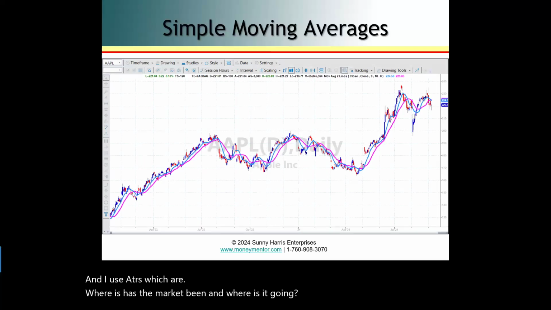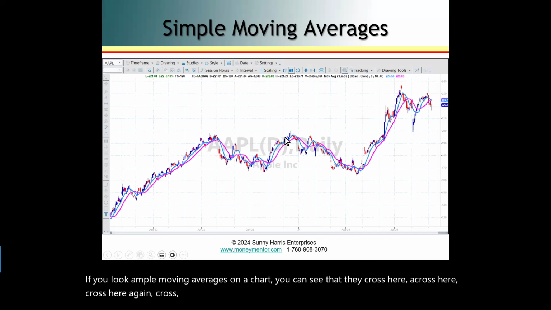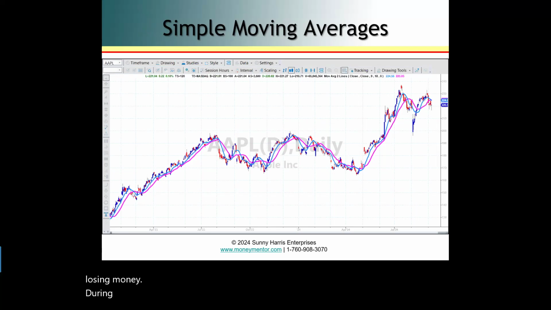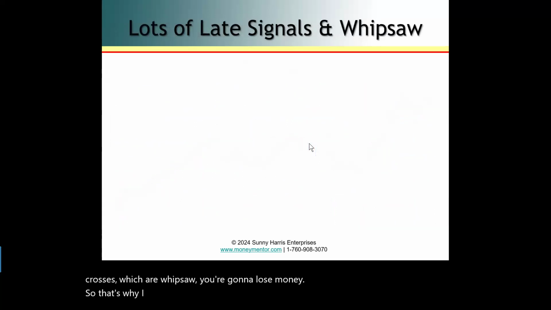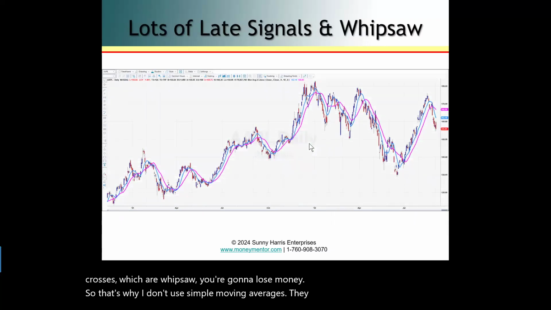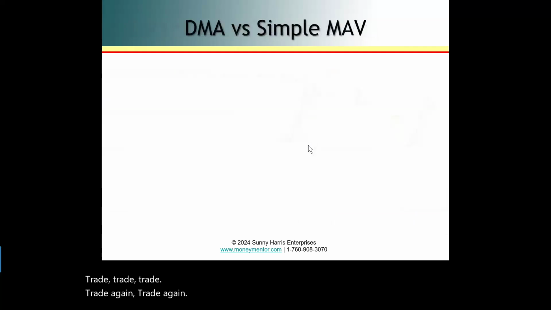If you look at simple moving averages on a chart, you can see that they cross here, cross here, cross here again, cross, cross, cross, cross, cross. And during each of these crosses, you're losing money. During the trending periods, you can make money pretty easily, but during each of these crosses, which are whipsaw, you're going to lose money. So that's why I don't use simple moving averages. They are late signals and lots of whipsaw. Trade, trade, trade, trade again, and it just whipsaws you up. You just lose all your profit.